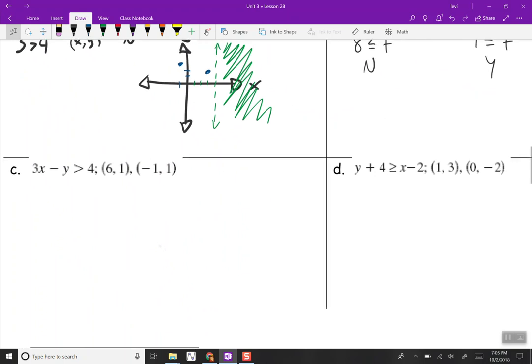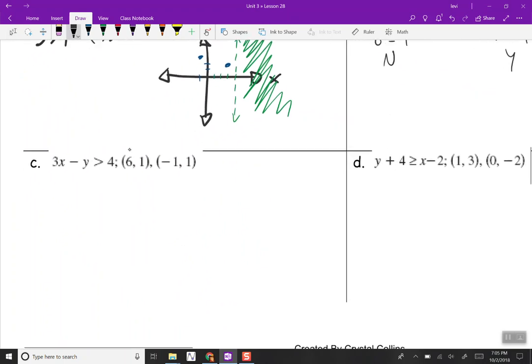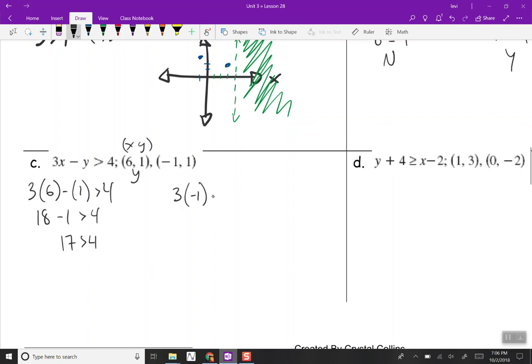C, we're substituting in these values, again for x and y. So 3 times 6 minus 1, is that greater than 4? 18 minus 1, is that greater than 4? Yes, 17 is greater than 4. So yes, that works. Our other side, 3 times negative 1 minus 1 greater than 4. Negative 3 minus 1 greater than 4. Is negative 4 greater than 4? That's a no.